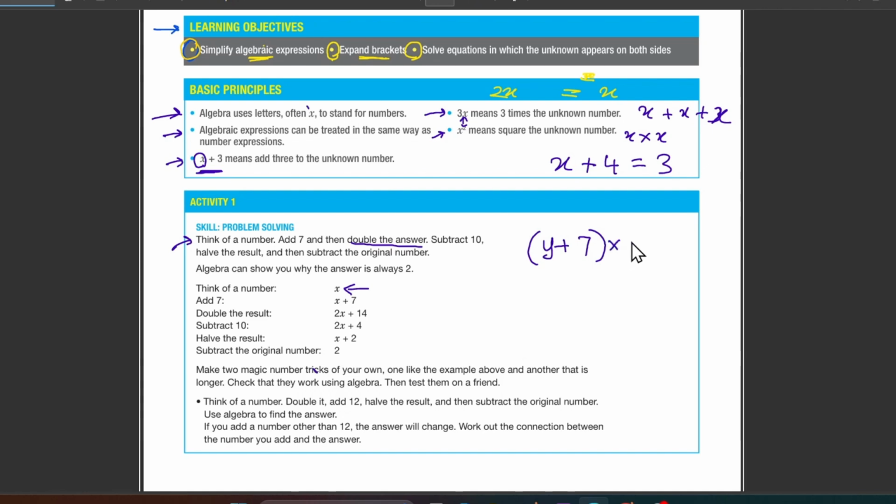Then subtract 10. Then they are saying half the result. This whole thing we have to half. And then subtract the original number. Algebra can show you why the answer is always 2.